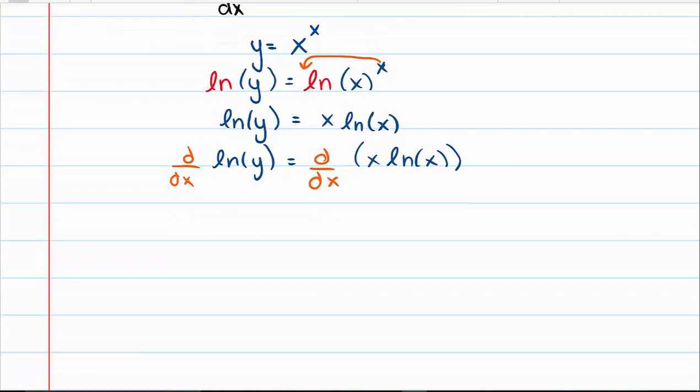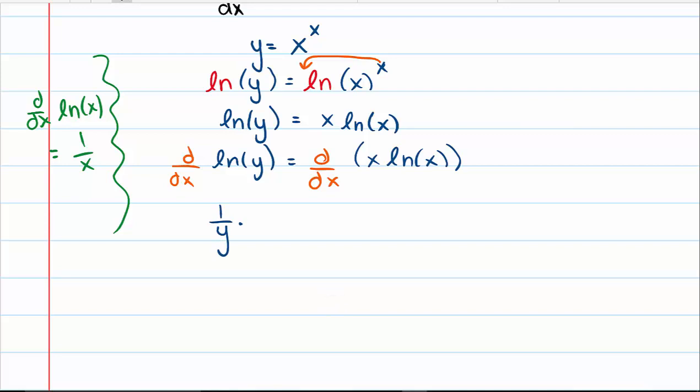So the derivative of ln of y. Well, first of all, let's think what is the derivative of ln of x. So we'll do that on the side over here. d dx of ln of x, as we know, is 1 over x. So d dx of ln of y is going to be 1 divided by y times the derivative of y, which is dy dx or y prime.